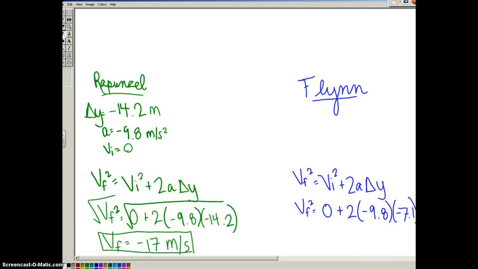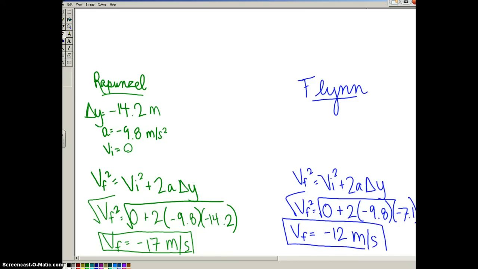And if we run it through the calculator, after square rooting both things, sorry, we went off the page just a tiny little bit, and we would get a VF of negative 12 meters per second, which is what we expected. We expected him to be falling at a slower speed. Now it's a negative speed, but it's still slower. And the question actually asked what was their difference in speeds. So if she was going 17 and he was going 12, then the difference between the two was actually just 5 meters per second.